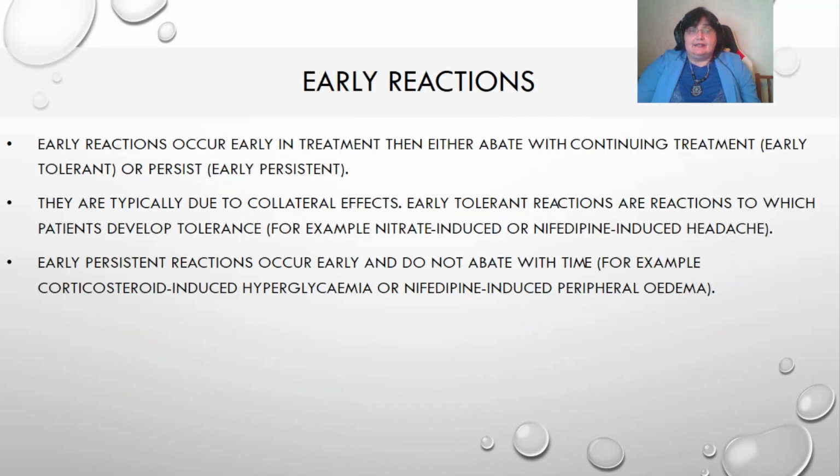Early reactions. Early reactions occur early in treatment and either abate with continuous treatment, early tolerant, or persist, early persistent. They are typically due to collateral effects. Early tolerant reactions are reactions to which patients develop tolerance, for example, nitrate-induced or nifedipine-induced headache. Early persistent reactions occur early and do not abate with time, for example, corticosteroid-induced hyperglycemia or nifedipine-induced peripheral edema.